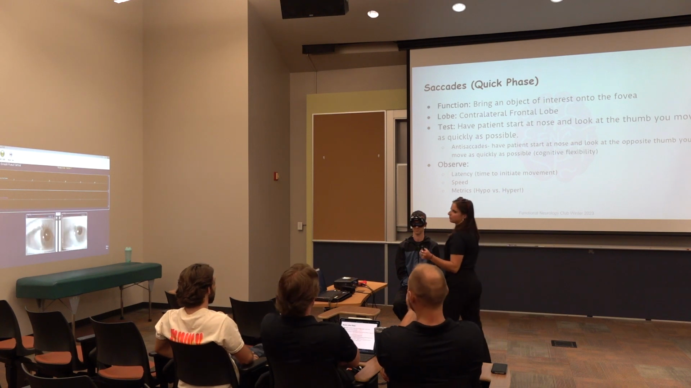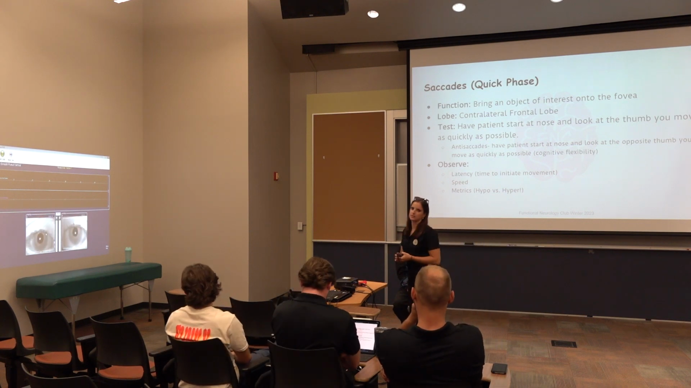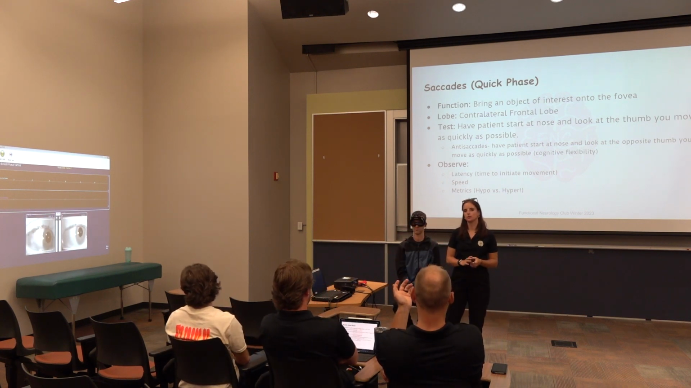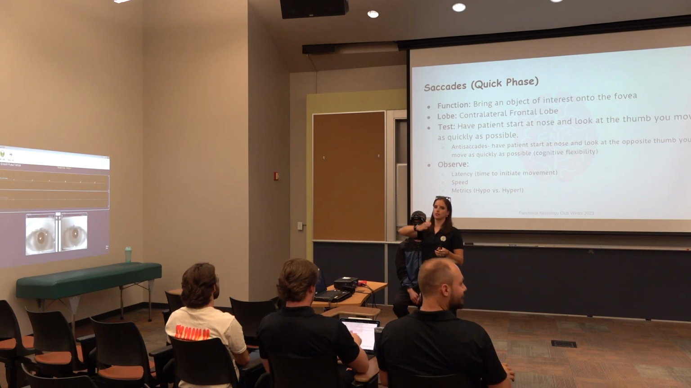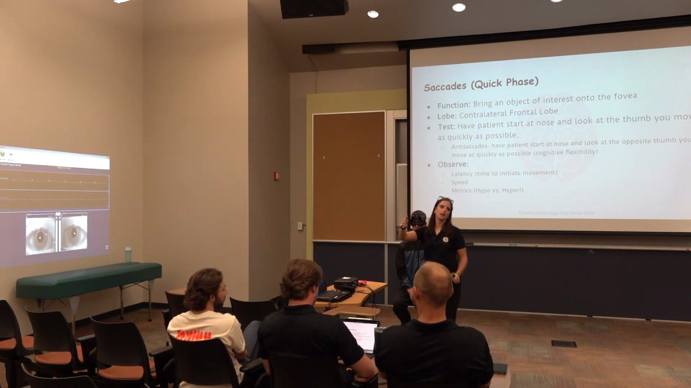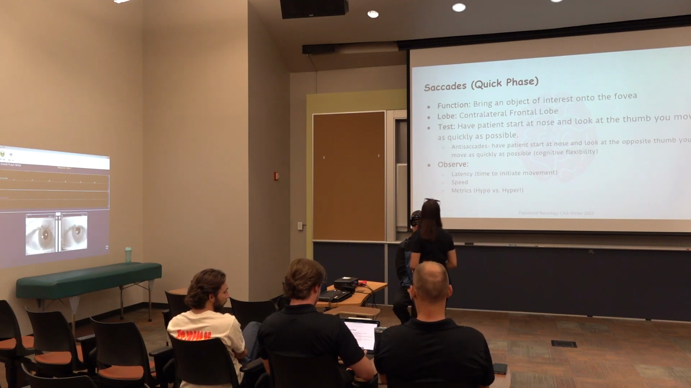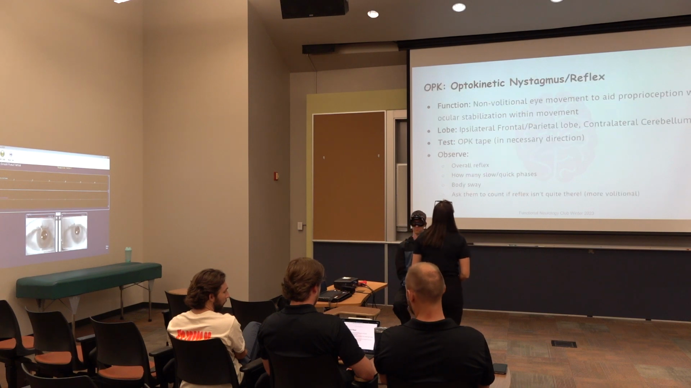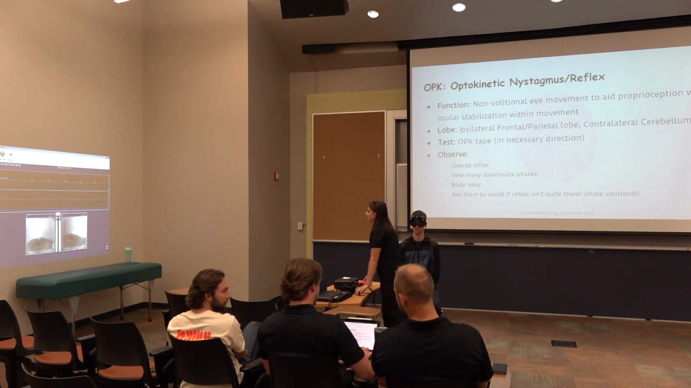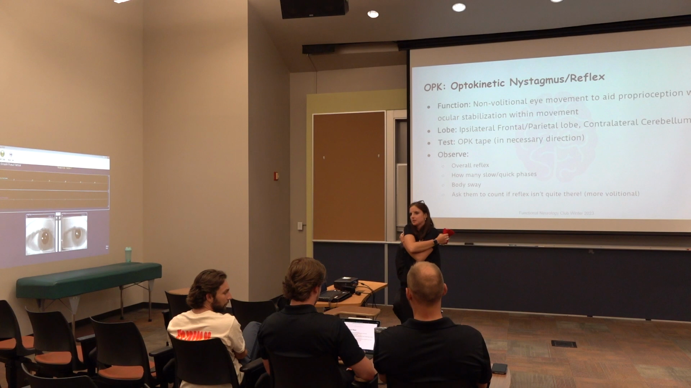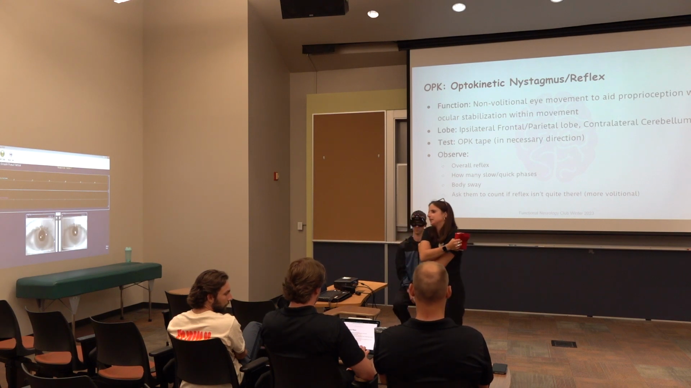So with these you're looking for latency, speed, and if it's hypometric or hypermetric. If it's hypometric, their eyes are going to saccade and stop short of the target. If it's hypermetric, their eyes are going to jump past the target and then have to backtrack to the target.